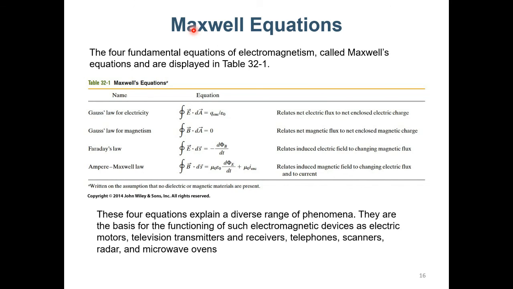So the contribution of Maxwell is that he added this term here, and then he tried to claim that these four equations combined together can solve almost all the problems.